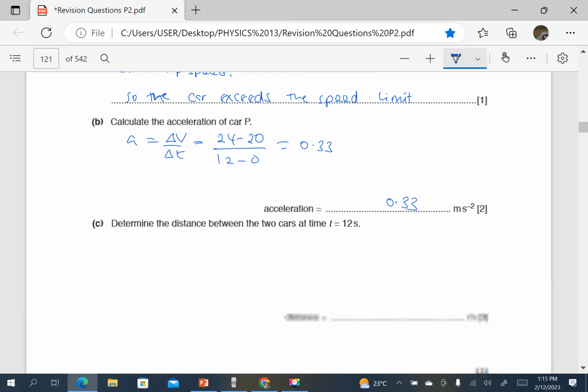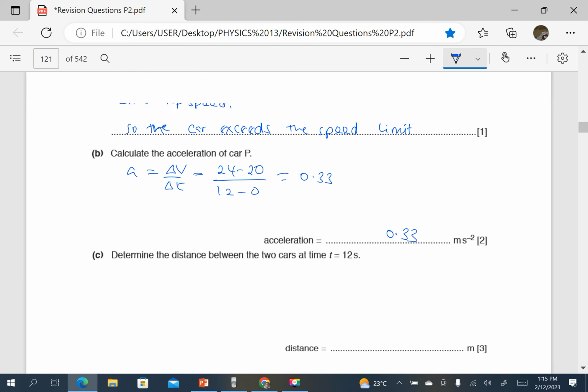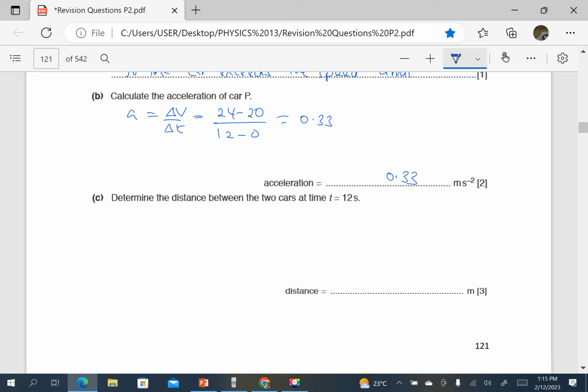Determine the distance between the two cars at time t equals 12. At time t equals 12, we want the distance between the two cars. So let's first find the distance of car Q, which is the area under the graph of Q, and the distance of car P, which is the area under the graph of P. Then we find the difference because we want the distance between them. So distance is equal to the area under the graph.